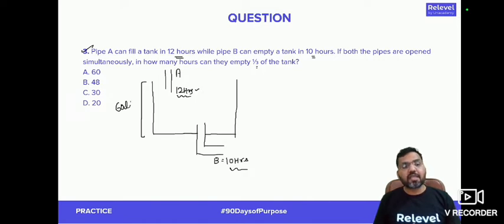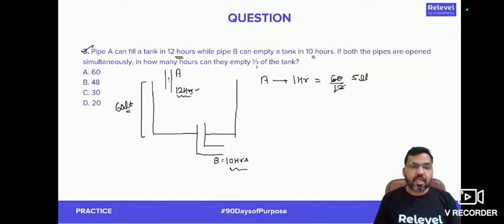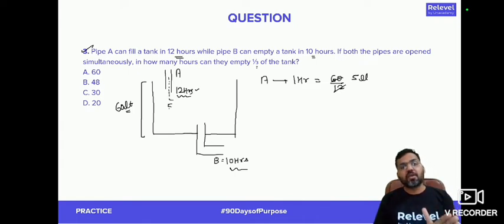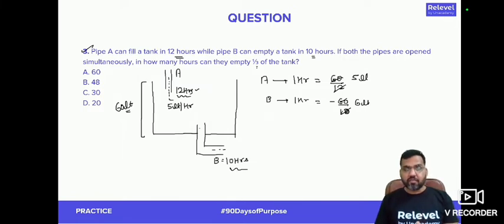Now, if tap A can fill the tank in 12 hours, can I say that in 1 hour, tap A will be filling 60 upon 12, that means 5 liters, right? So tap A can throw 5 liters of water inside the tank in 1 hour. And because B can empty the whole tank in 10 hours, in 1 hour, B will be taking 6 liters of the tank outside. So I'm placing a negative sign here, just to show that the water is going out in the case of B, because B is an outlet pipe. So B will be taking 6 liters per hour of water outside the tank.